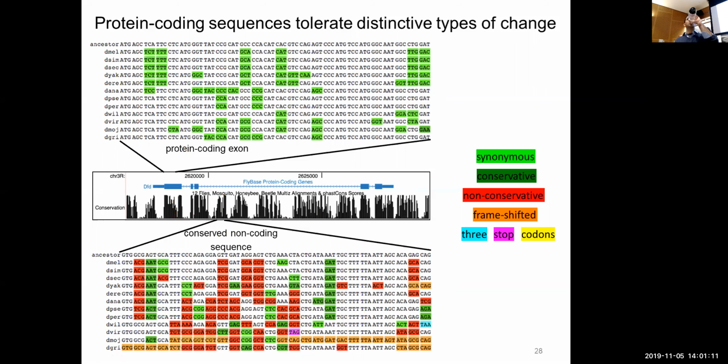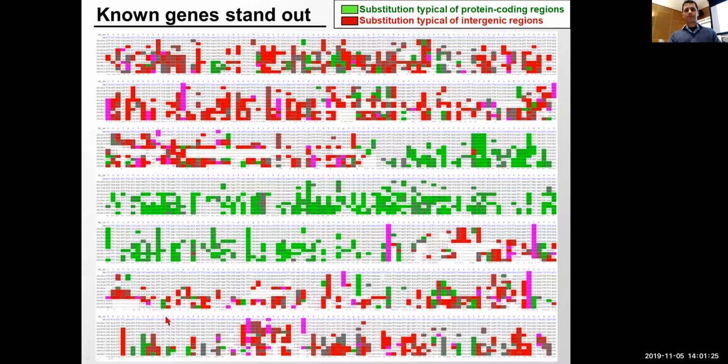Well, I understand how you can look at the frame shifted regions there. Are there indels that have just been removed? Yeah. Basically, right now you don't see the gaps, but they are the ones causing frame shifts. Thank you. And then I can apply that systematically across a larger region.